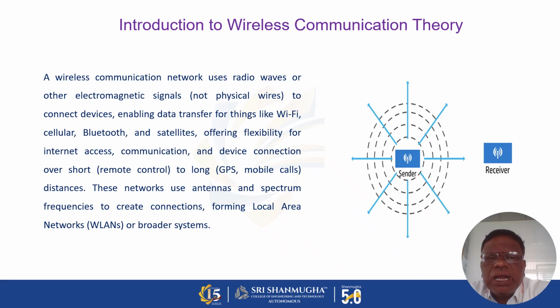A wireless communication network uses radio waves or other electromagnetic signals, without any type of physical wires, to connect devices, enabling data transfer for things like Wi-Fi, cellular, Bluetooth, or satellites, offering flexibility for internet access, communications, and device connections over short-range remote control systems. Another one is long distance, like GPS or mobile calls, the long distance control systems.